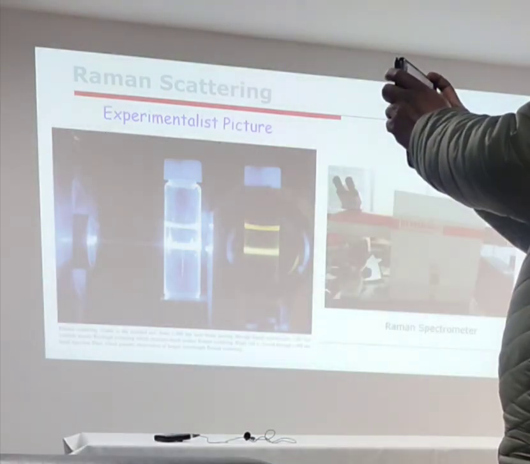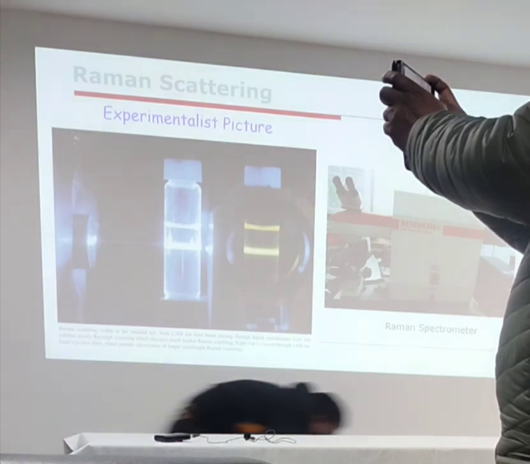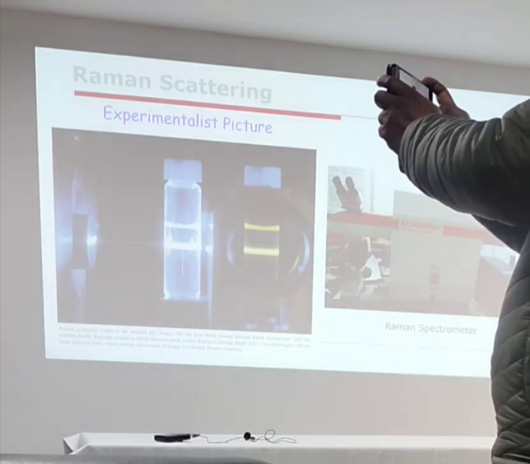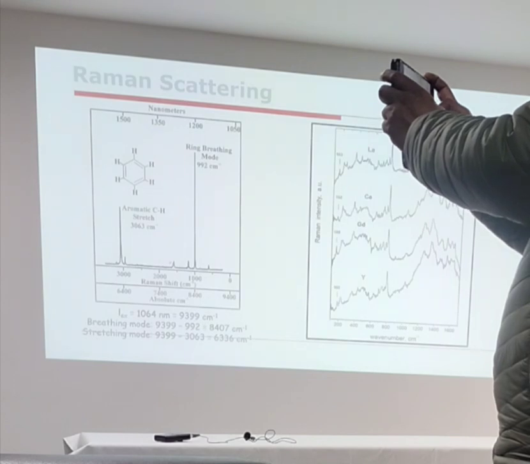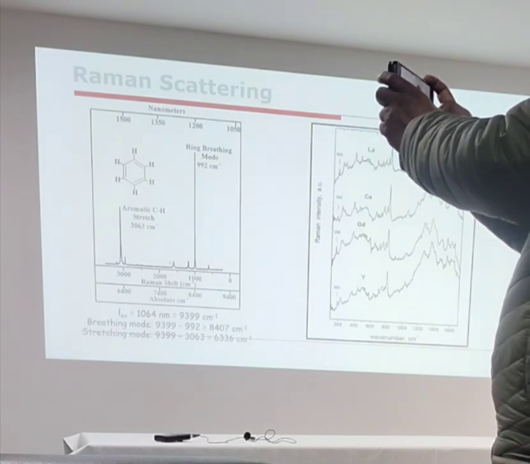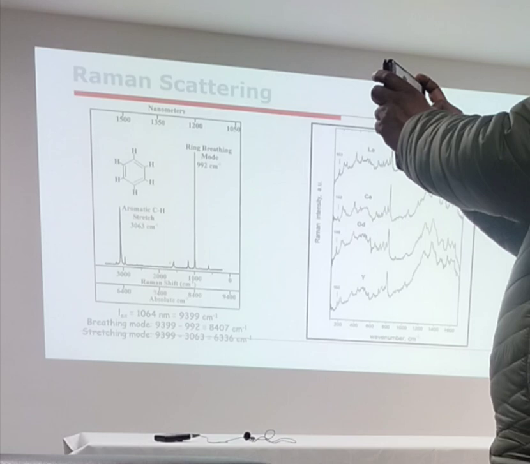Okay, so this is how our spectrometer looks like. This is a Renishaw spectrometer on which we do the Raman experiment. But this is exactly what the spectrometer gives us as a result. Like here, for instance, I have used, what is this molecule, by the way?